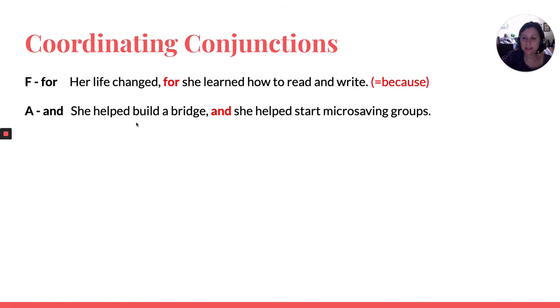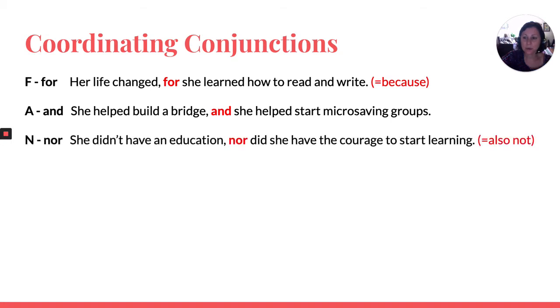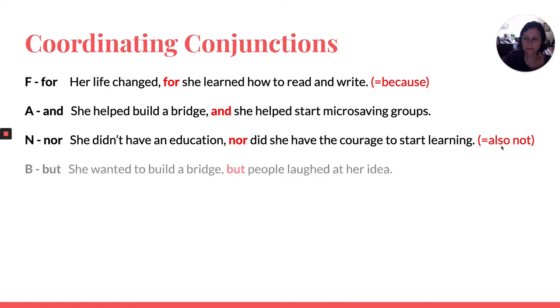And, she helped build a bridge and she helped start micro-saving groups. Nor, she didn't have an education, nor did she have the courage to start learning. Nor means also not. She didn't have an education, also she didn't have the courage. So that's what nor means, also not.